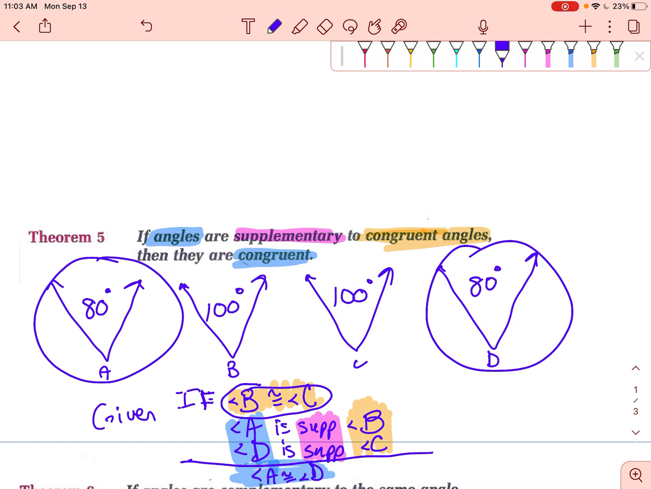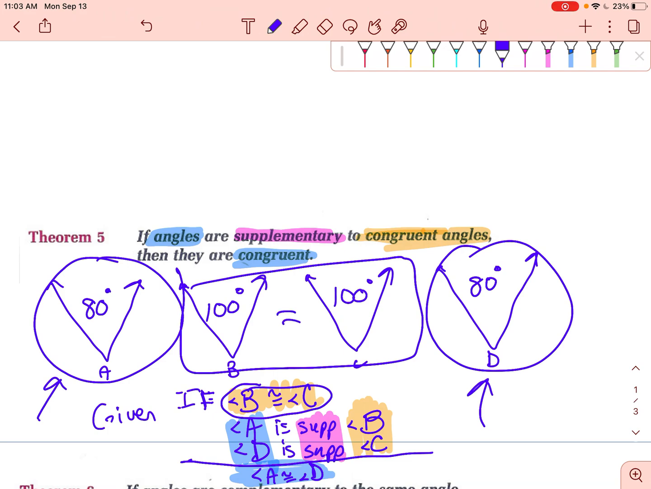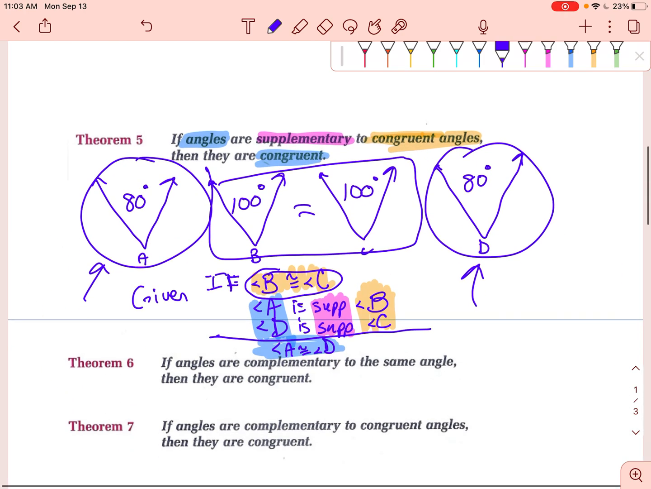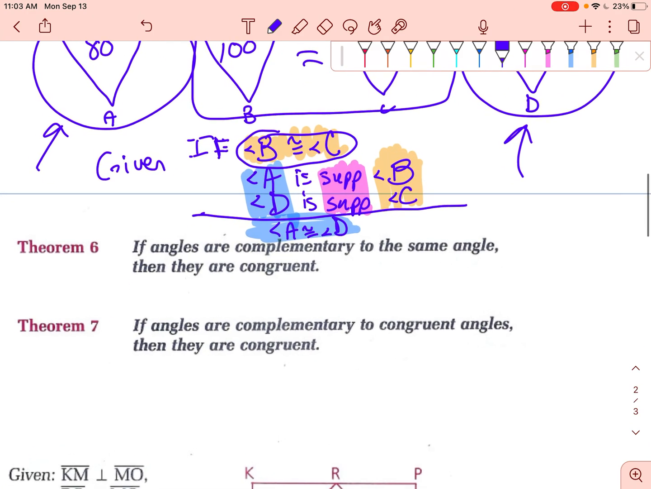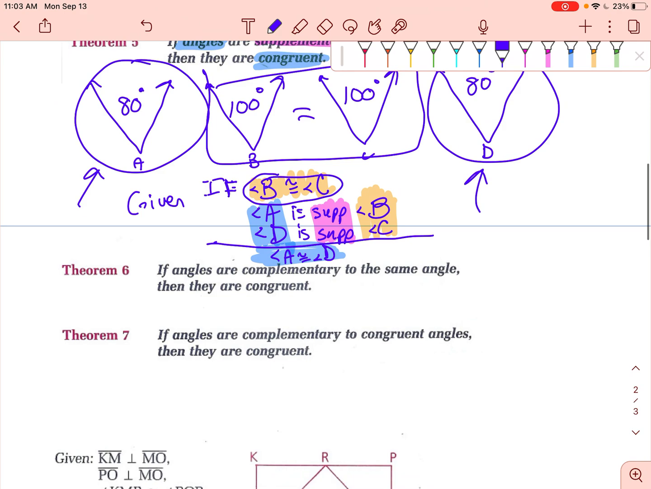And that's because if two angles are supplementary to congruent angles, and these two are congruent, then these two outside angles have to be congruent to each other. If two angles are supplementary to congruent angles, then they have to be congruent to each other. The same holds true for complementary, so not just adding up to 180, but also complementary adding up to 90.